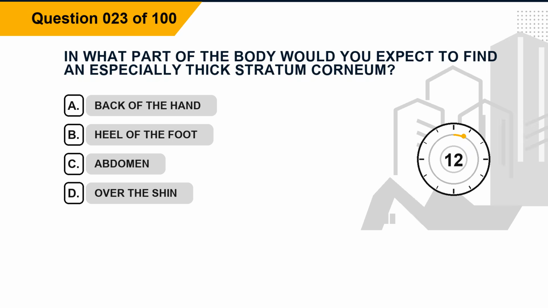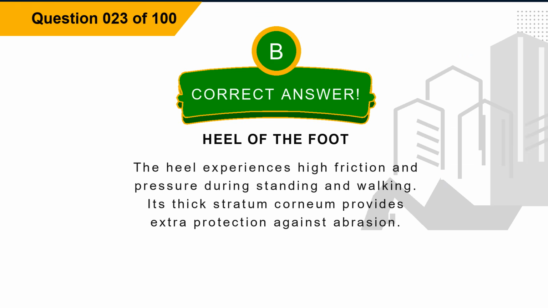Question 23. In what part of the body would you expect to find an especially thick stratum corneum? Option A, back of the hand. Option B, heel of the foot. Option C, abdomen. Option D, over the shin. The correct answer is option B, heel of the foot. Explanation. The heel experiences high friction and pressure during standing and walking. Its thick stratum corneum provides extra protection against abrasion.